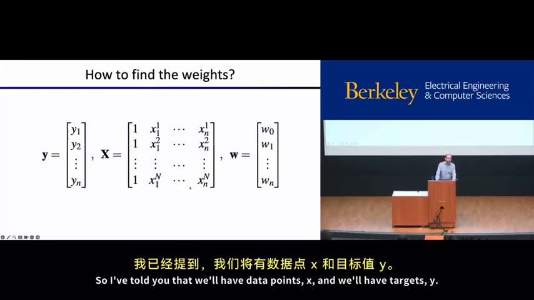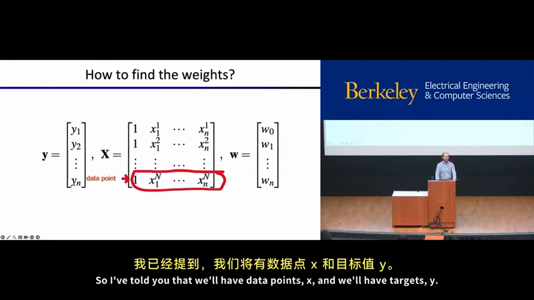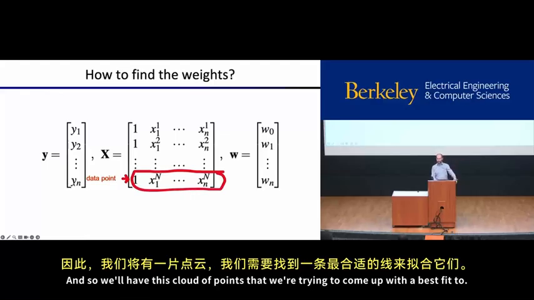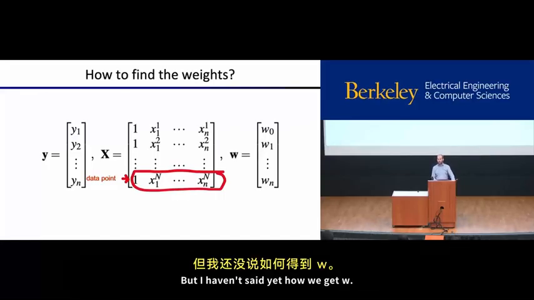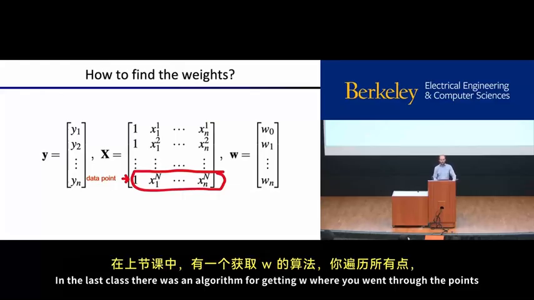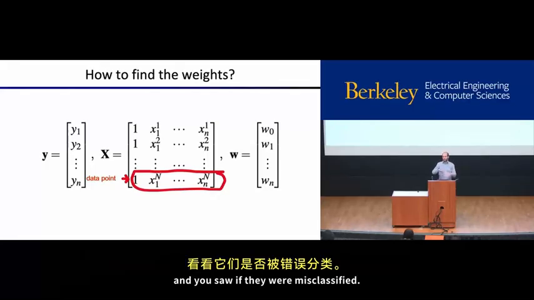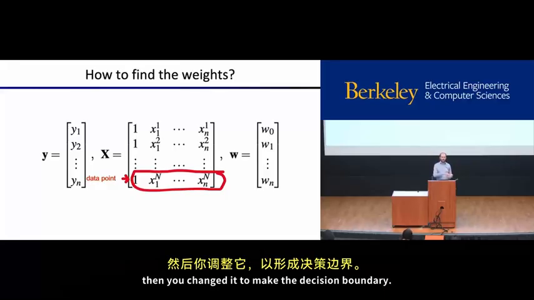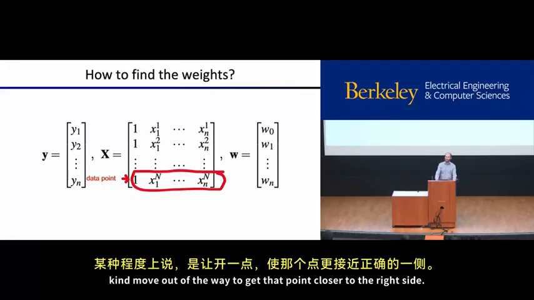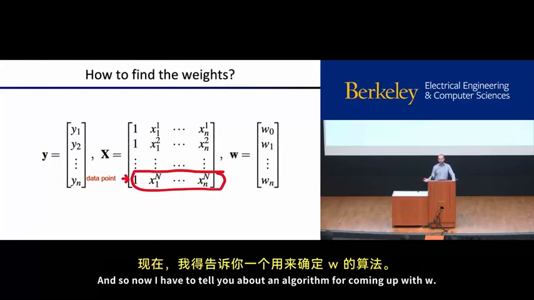Okay, so I've told you that we'll have data points X and we'll have targets Y. And so, we'll have this cloud of points that we're trying to come up with a best fit to. But I haven't said yet how we get W. In the last class, there was an algorithm for getting W where you went through the points and you saw if they were misclassified, then you changed it to make the decision boundary kind of move out of the way to get that point closer to the right side. And so now I have to tell you about an algorithm for coming up with W.